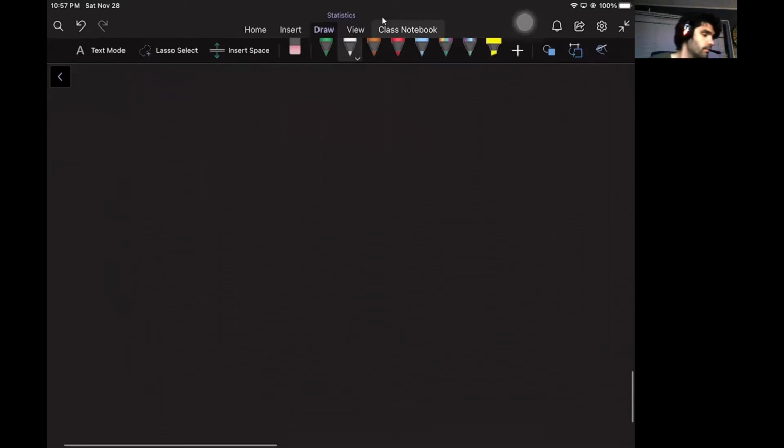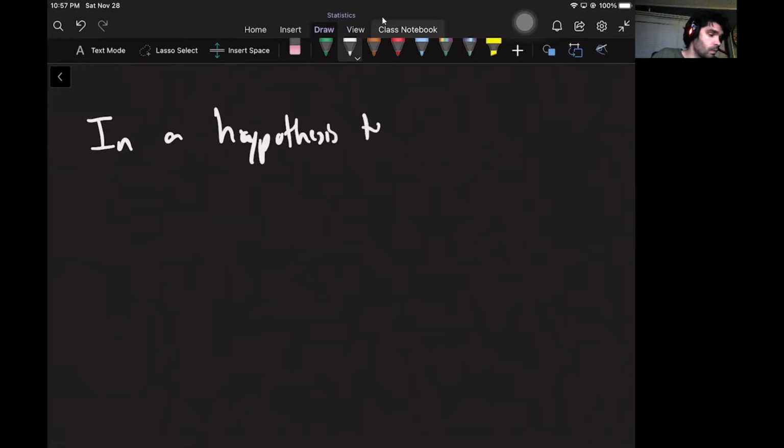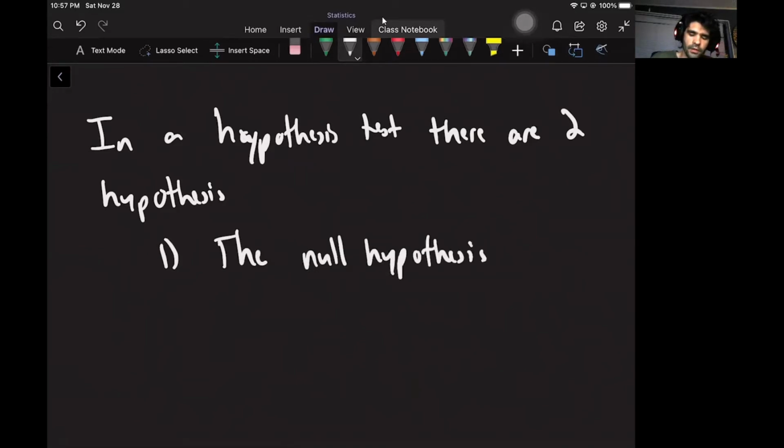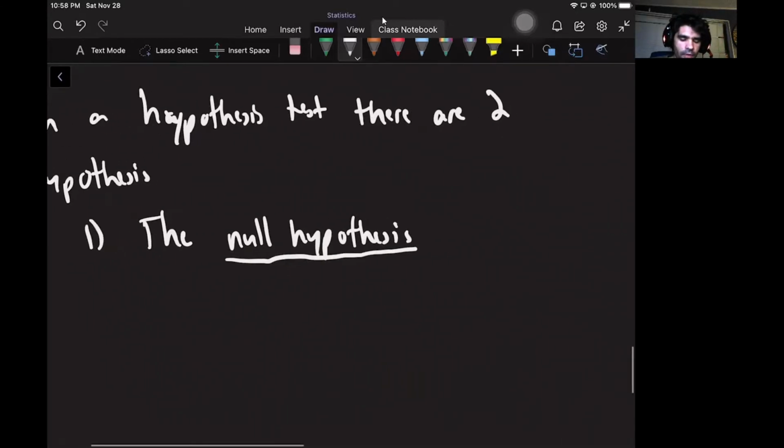Now to get into the more detailed stuff, we need to introduce some language that people use. So in a hypothesis test, the kinds that we're going to learn in this class, there are always two hypotheses. The first one is called the null hypothesis. Now, again, as we've seen a lot in this class, stats people love to create new names to make things seem extra difficult. So null hypothesis sounds very fancy and very difficult.